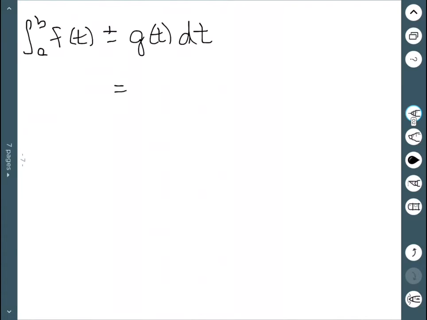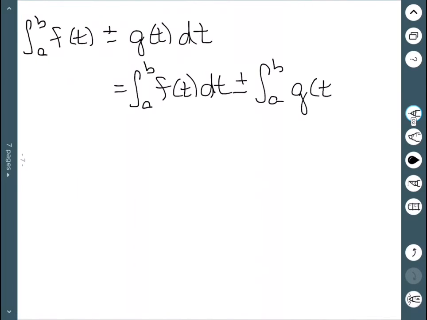The next property says if I have the integral from a to b of f of t either plus or minus g of t dt, so if I either add or subtract two functions, this is equal to the integral from a to b of f of t dt plus or minus the integral from a to b of g of t dt. So essentially, what this says is that I can break up my integral along either addition or subtraction.